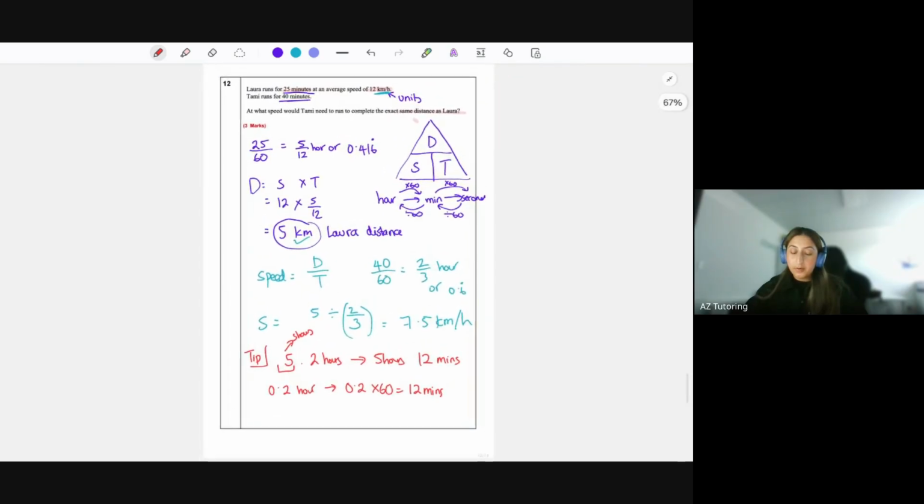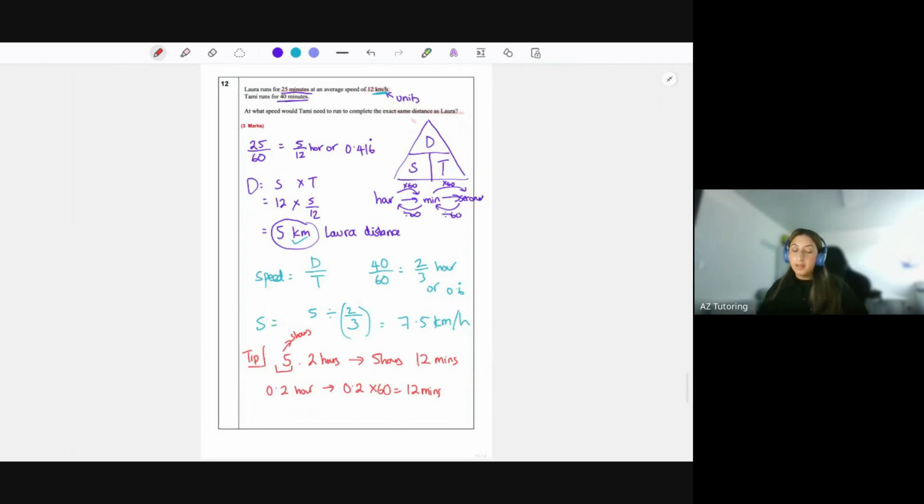And then if you're converting from your minutes to hours, you divide by 60. So it's just a case of looking at what units they're asking you to find and then converting it.